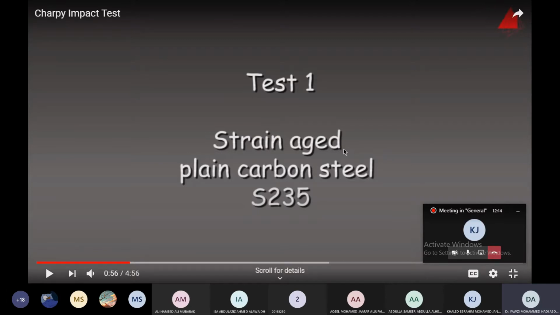Strain aged means that it is strained in order to make it stronger, and in addition to that, it is aged as well. So you have some thermomechanical process done on the material. When you strain it, this means that you are plastically deforming it. By plastic deformation, we introduce dislocations, right? With introducing dislocations, you are making the material stronger, right? Which we also refer to as work hardening.